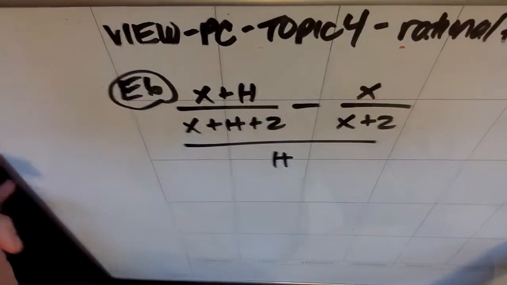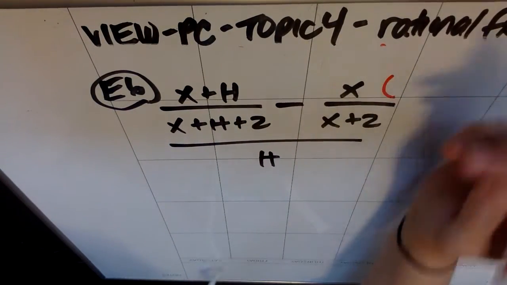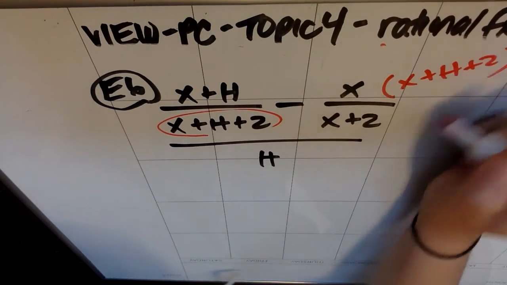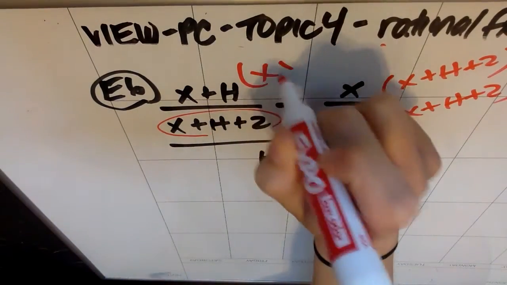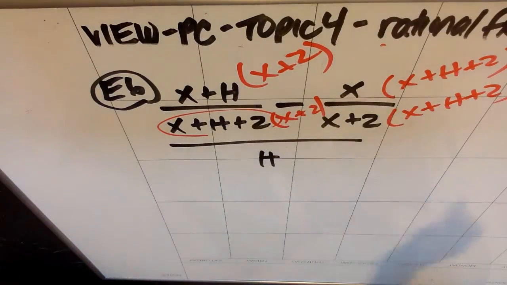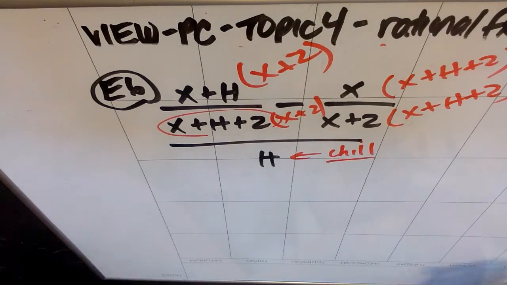So, point being that even though these look kind of similar, they're actually not. This fraction is going to need the entire denominator from over here, the entire x plus h plus 2 over the x plus h plus 2. And this fraction is going to need the whole x plus 2 over x plus 2. And this guy's just going to kind of chill because the h is the least of my concerns right now.